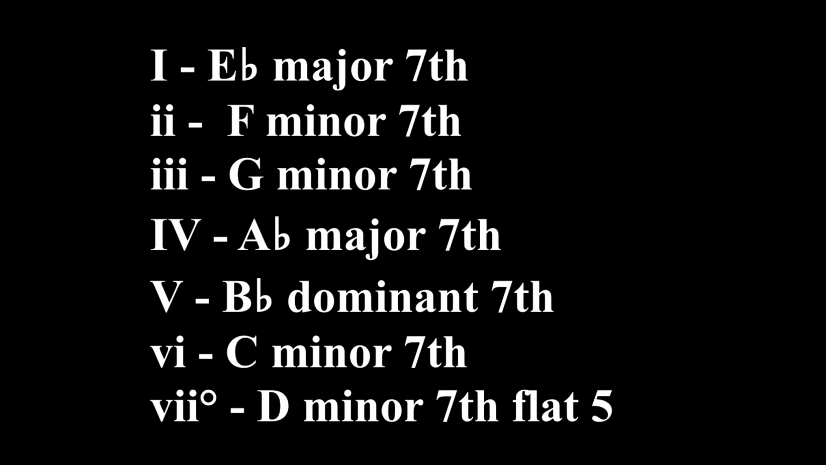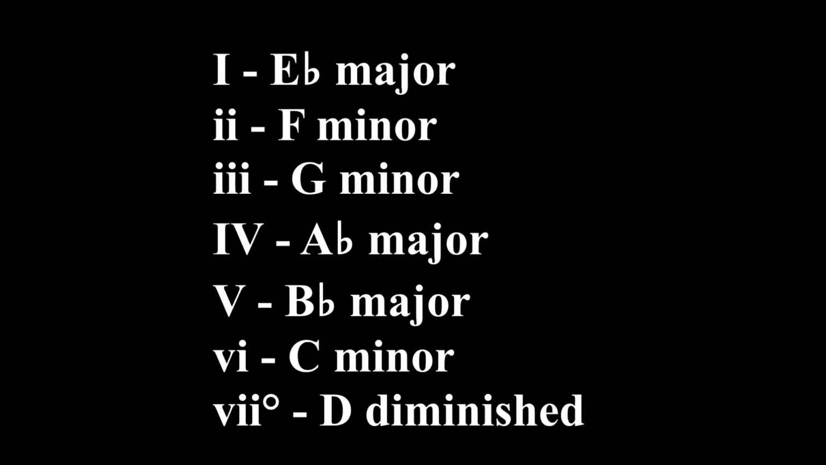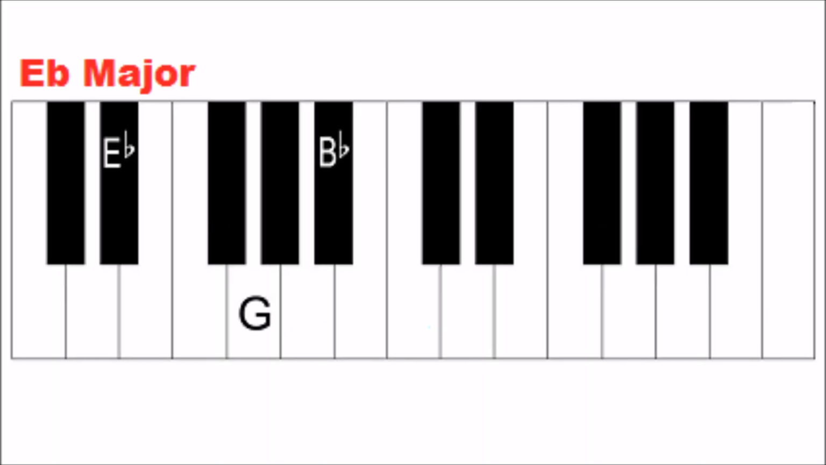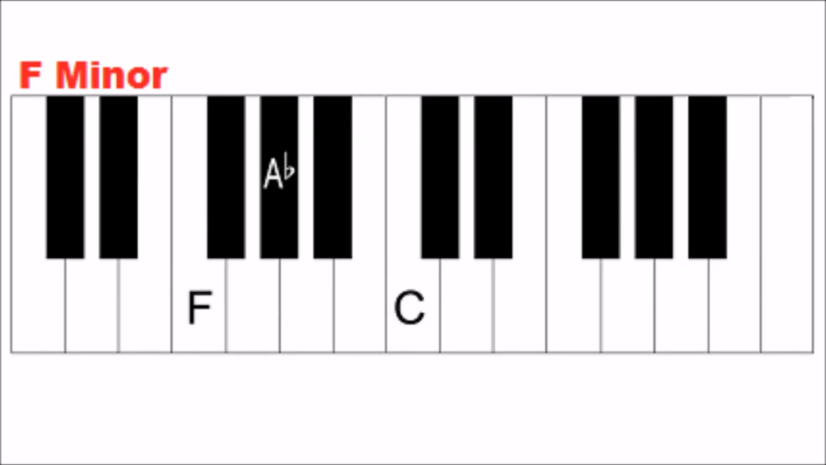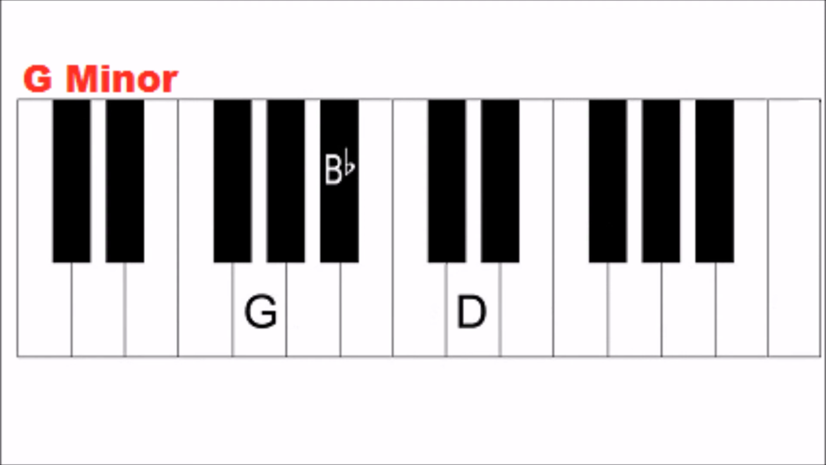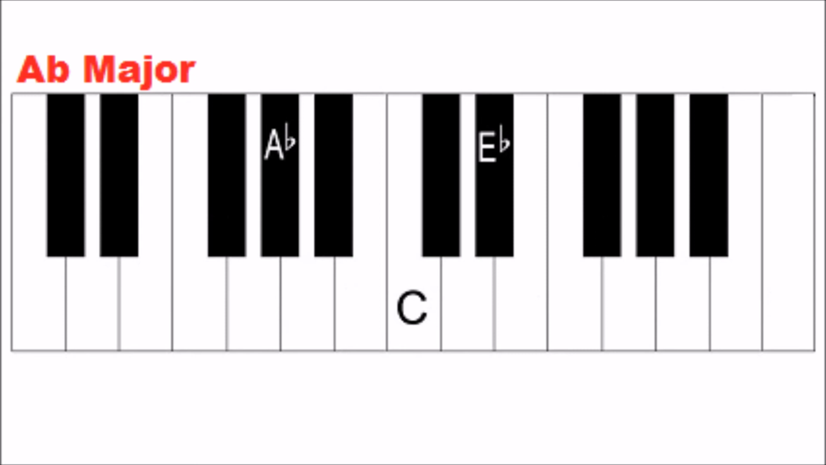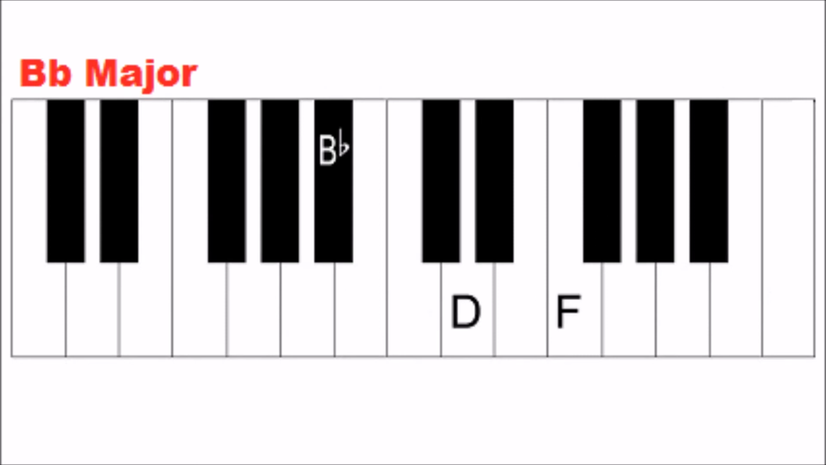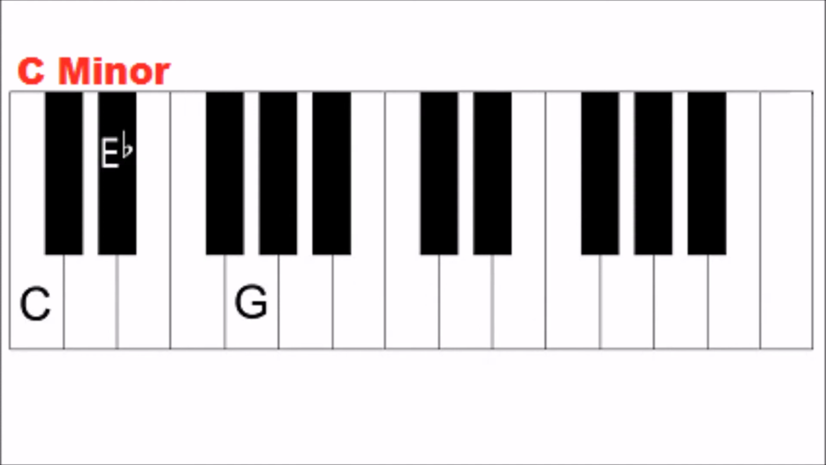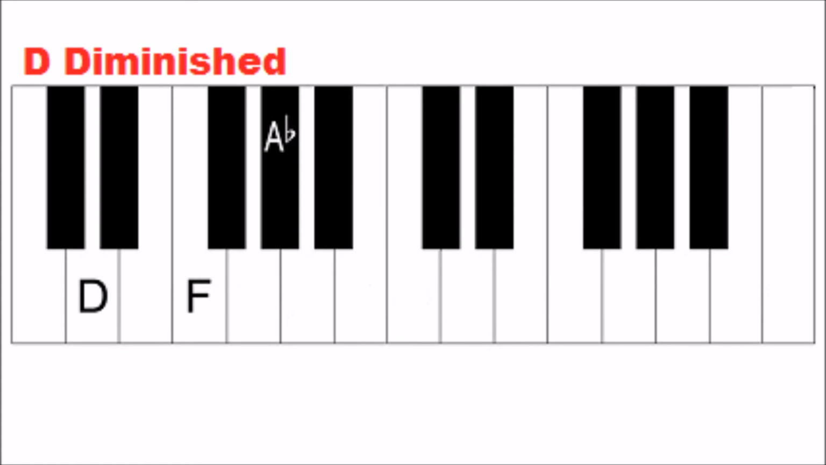What are the notes of each chord in the key of E flat major? Let's start with the triad chords, or the 3-note chords. The notes of chord 1, E flat major, are E flat, G, B flat. Chord 2, F minor: F, A flat, C. Chord 3, G minor: G, B flat, D. Chord 4, A flat major: A flat, C, E flat. Chord 5, B flat major: B flat, D, F. Chord 6, C minor: C, E flat, G. And chord 7, D diminished: D, F, A flat.